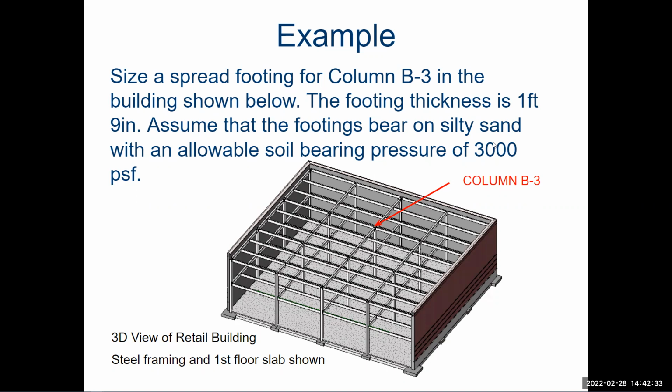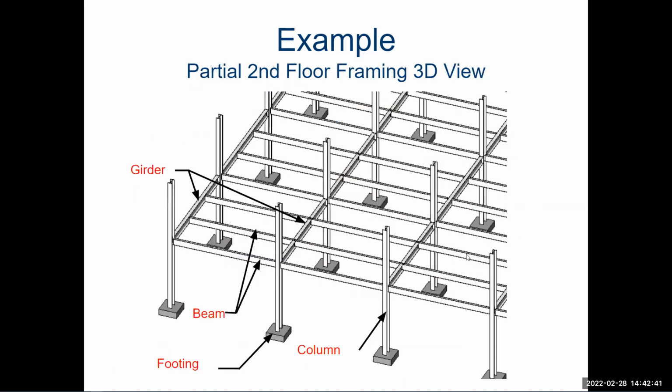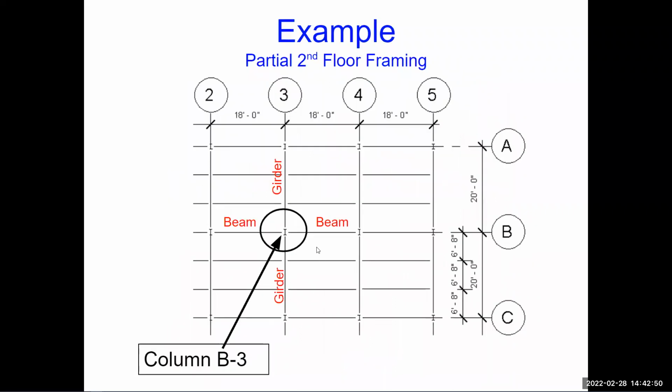Assume that the footings bear on silty sand with an allowable soil bearing pressure of 3,000 pounds per square foot. So we're going to want to keep track of these numbers. This is us kind of chasing the loads again. So it goes down from the girders, the beams, into the column, and finally into the footing. Here's a top-down view, or kind of a floor framing view, of that column. Again, noticing it is an interior beam.